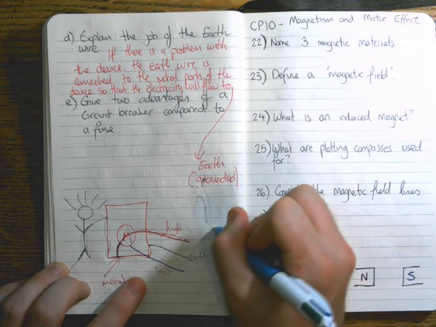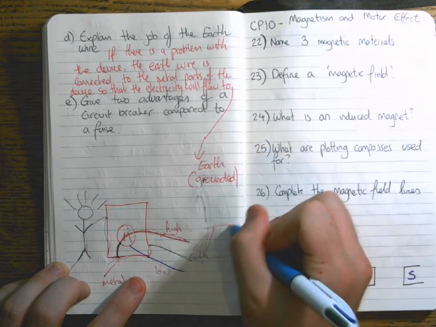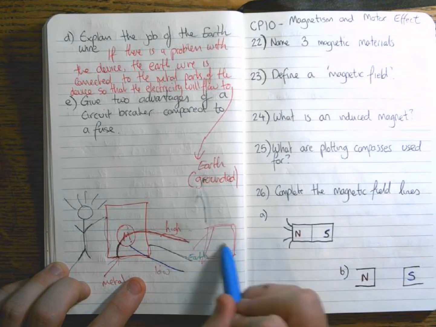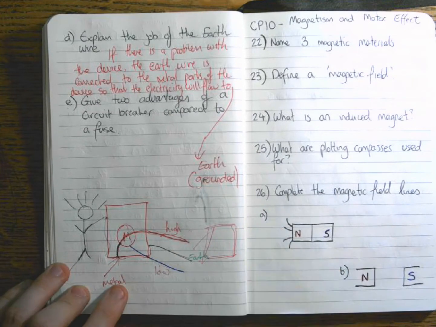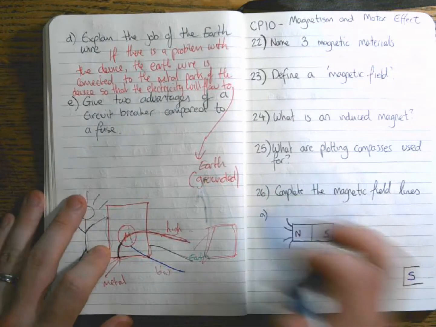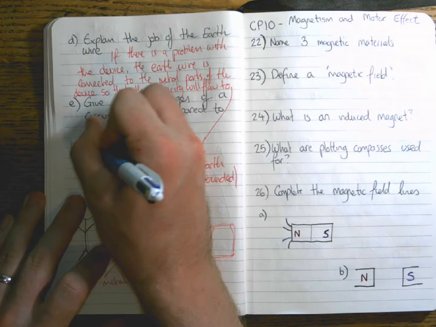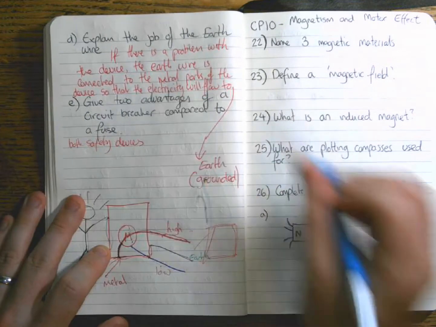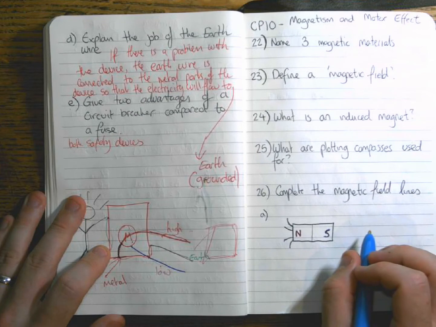So the circuit breaker would be back, you know, in the main part of the house, and if it detects a sudden surge in electricity, it would actually cut the circuit off. The similarities are that they are both safety devices, and they both cut the current if there's a problem.